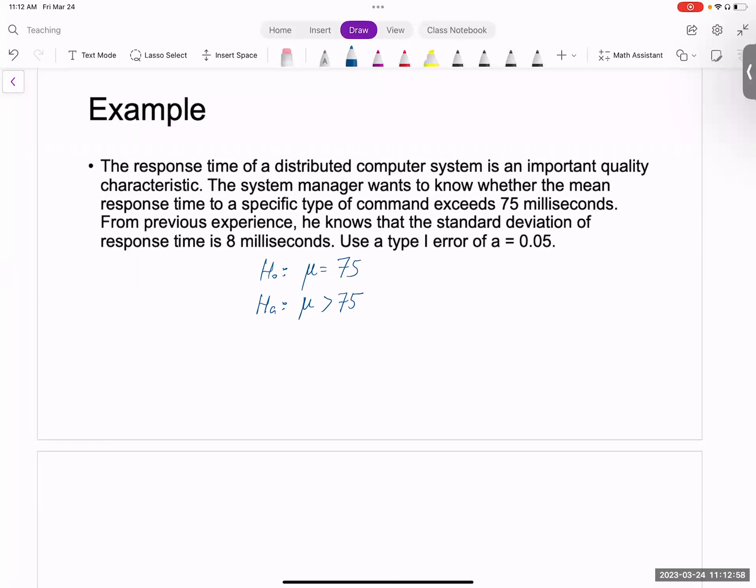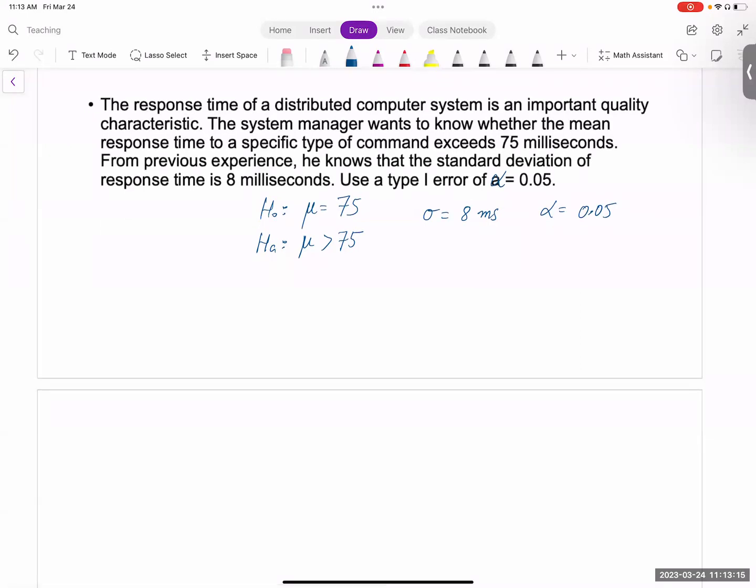From previous experience, he knows that the standard deviation of response time, sigma, is 8 milliseconds. And then type 1 error, this should be alpha. Alpha is 0.05. Now to do hypothesis testing, you can use the rejection region approach, or you can compute the p-value. But either of these two methods would require you to compute the test statistic, which is x bar minus mu divided by sigma over square root of n.